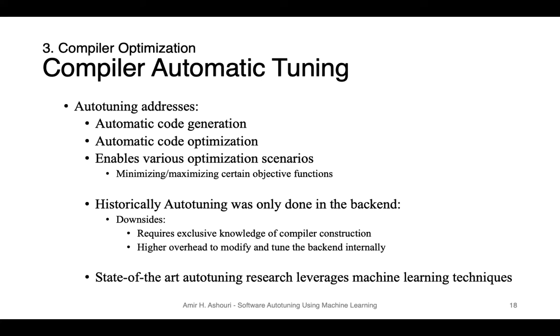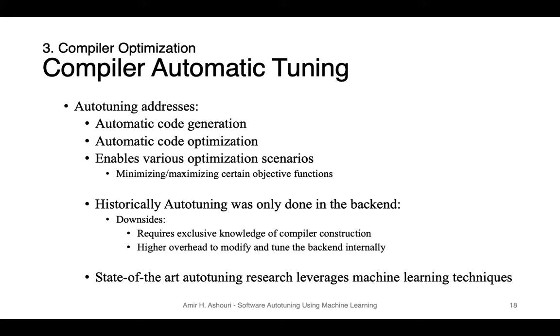All right, so let's just have a quick definition for compiler autotuning. Autotuning stands for automatic tuning. It states automatic code generation, code optimization, and also at the same time we enable various optimization scenarios. For instance, we are interested in minimizing the code size and maximizing performance.